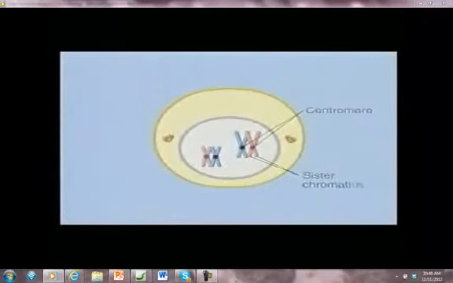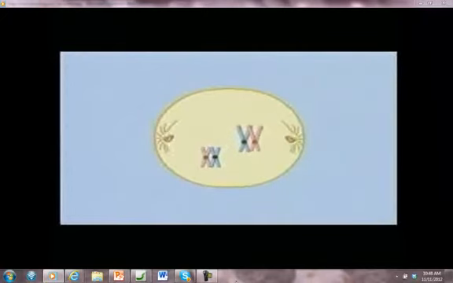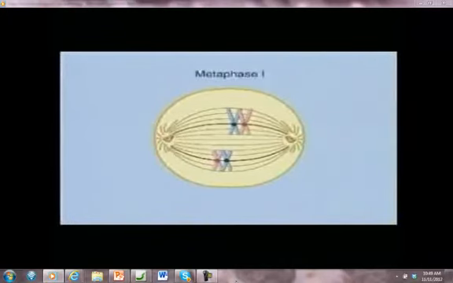While the pairs of chromosomes are close together, they may break and exchange segments. This is called crossing over. The nuclear envelope dissolves and the spindle fibers form. The homologous chromosomes remain paired as spindle fibers pull them toward the center of the cell. The second phase of meiosis 1 is metaphase 1.